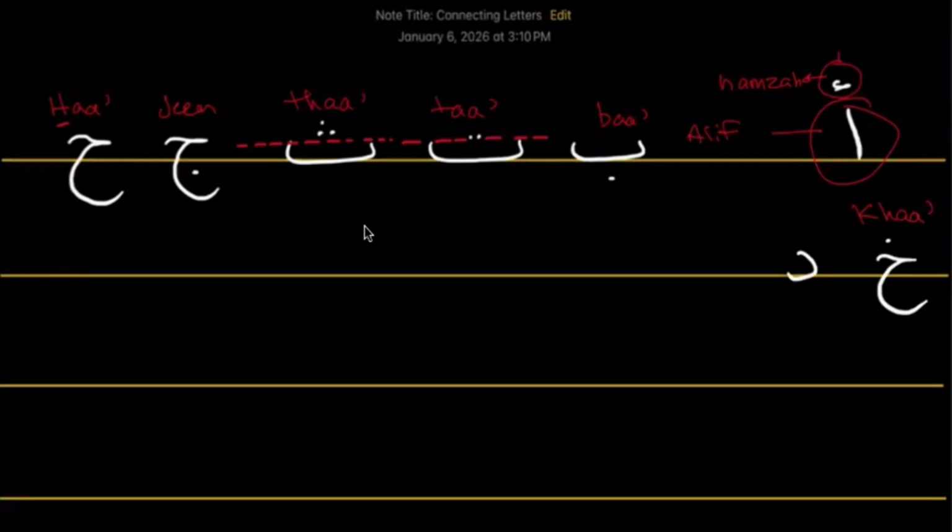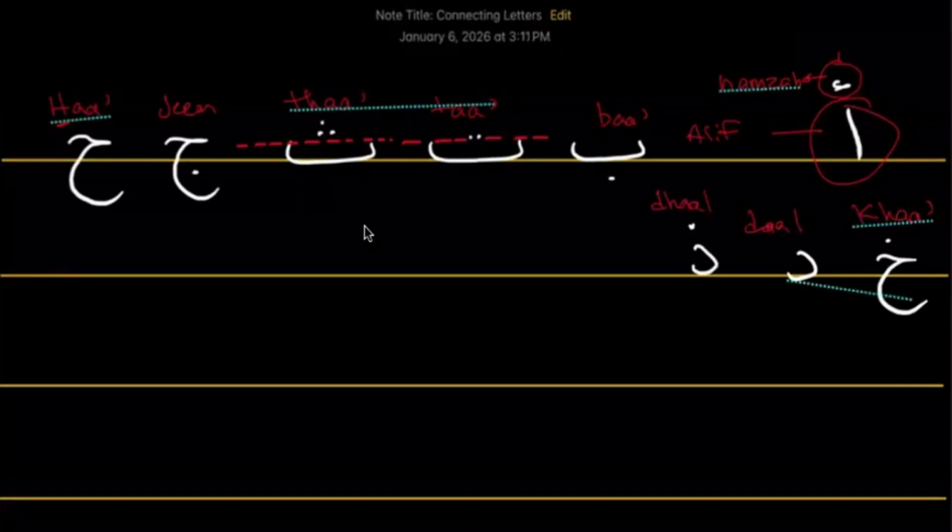Dal. Notice how I'm writing that. Starting up top, coming down on an angle. Before I hit the line, I make a curve. Bounce off that line a little bit, and I have a tooth there at the bottom also. Dal. So without a dot is the letter dal. With a dot is the letter thal.